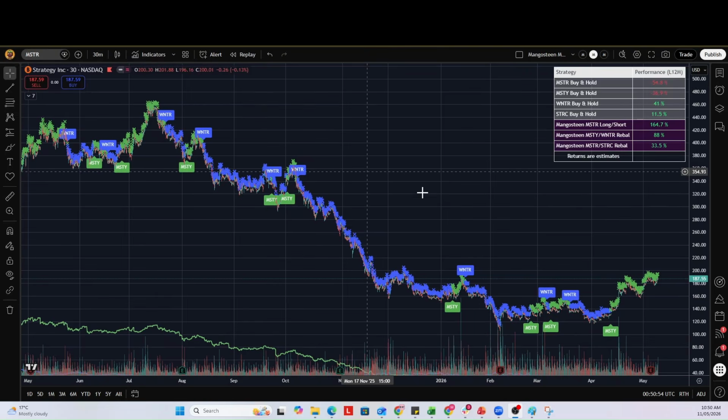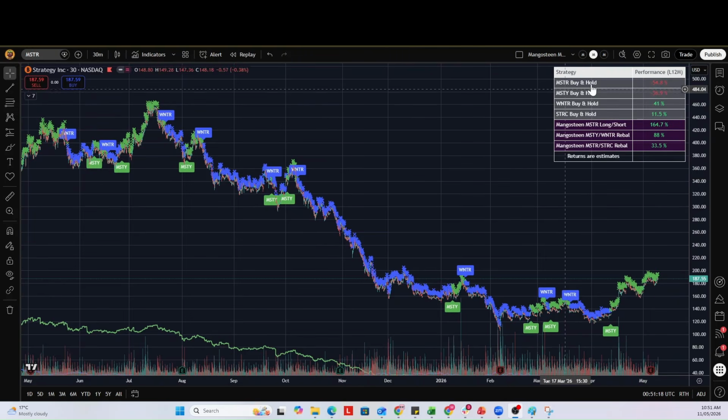On MicroStrategy, so obviously we came into MicroStrategy at around the 130 dollars per share level, and we've come up to the 187. So we've ridden that really nicely. We've either been balanced into MSTY or we've been long, and we can see that I've added the various strategies that we could be using in order to leverage this strategy, and we can see that I have outperformed the general buy and hold strategies massively.